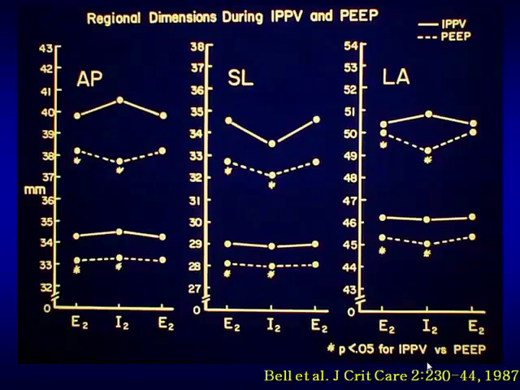Bell from Obothan's group looked at this as well, and what she did is he took crystals and put them in the heart so that you had an anterior, posterior, septal, and lateral. He looked at the effects of expiration versus inspiration. You can see that with spontaneous inspiration, the septal free wall got smaller, and the opposite occurred with the anterior, posterior. So the heart basically squeezes in with every breath.